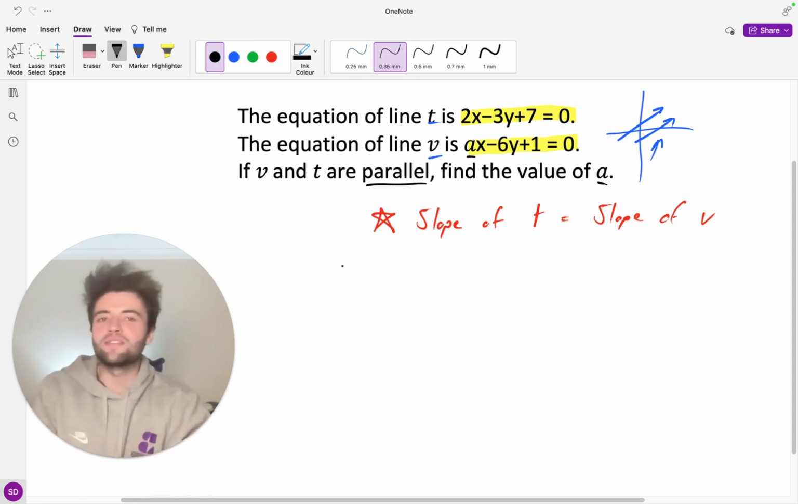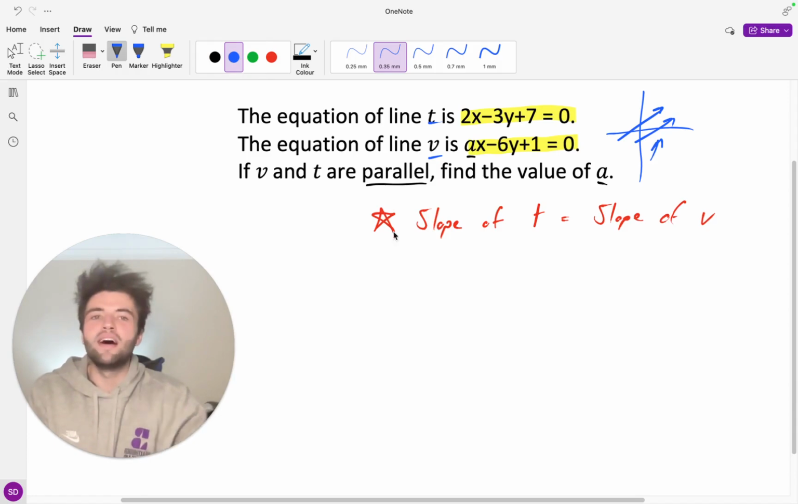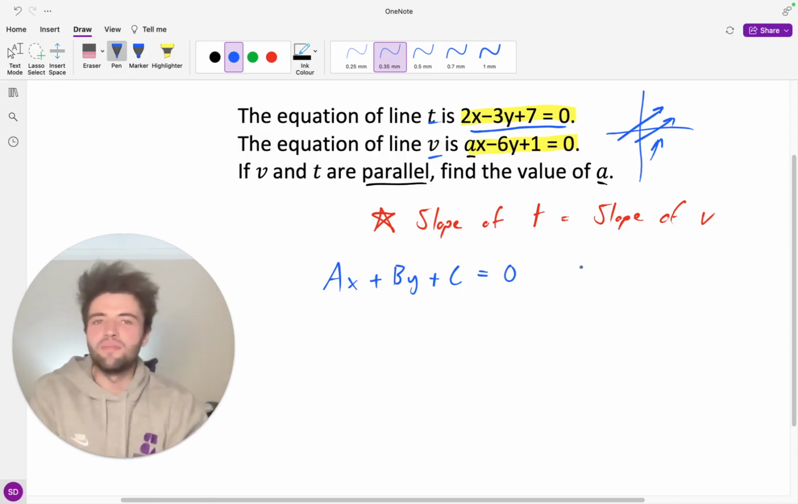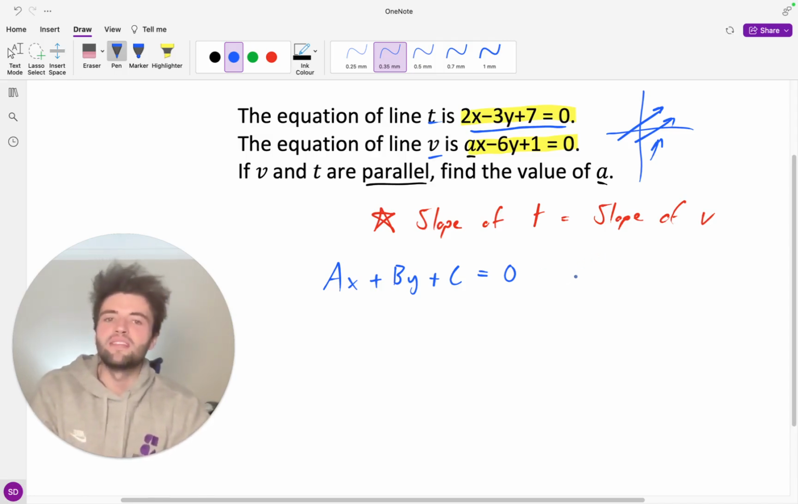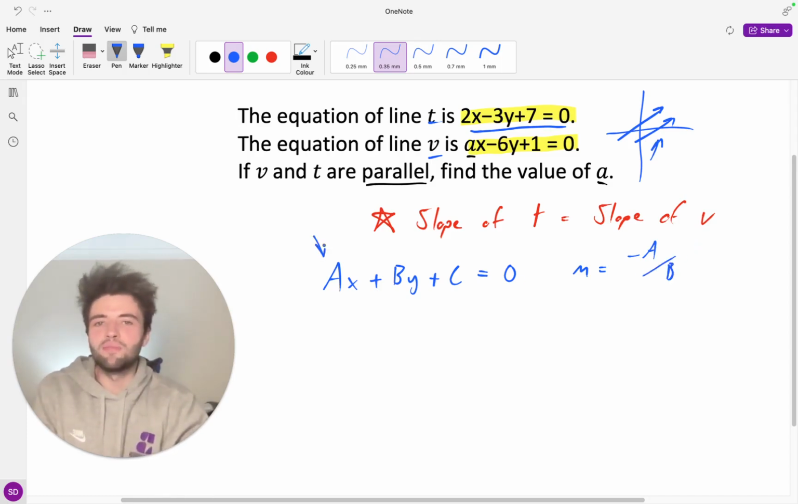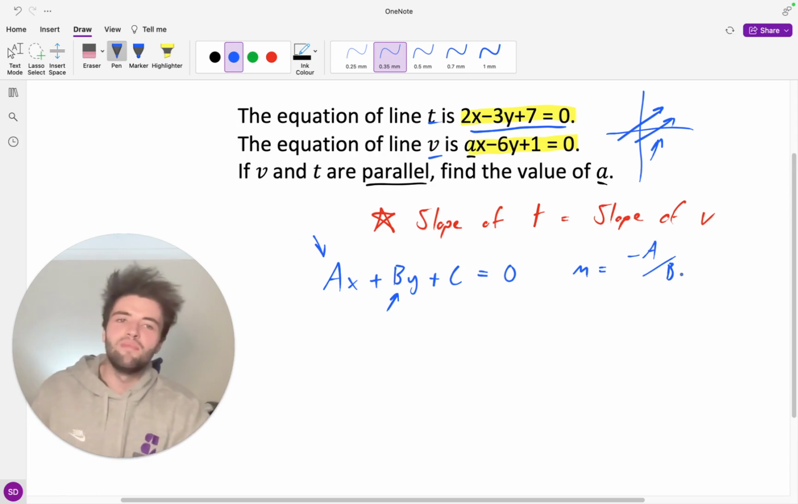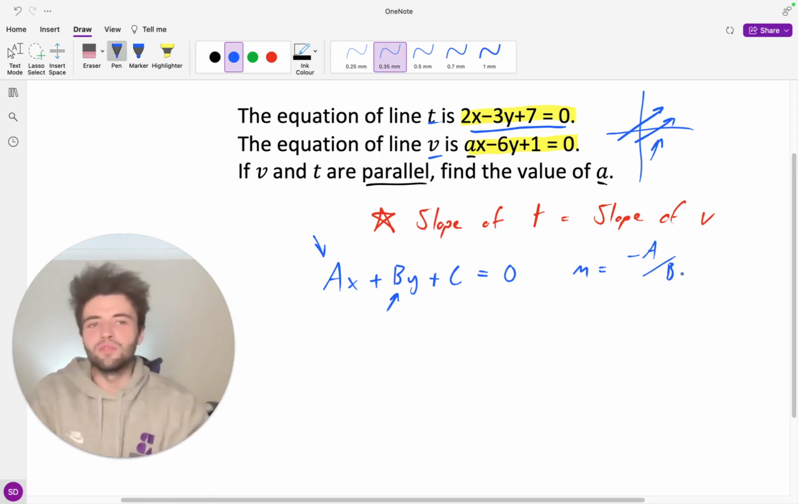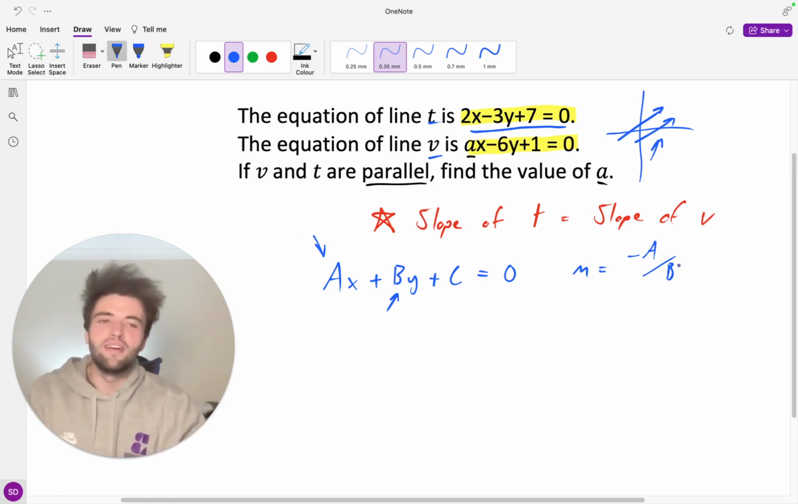So the next question we need to ask ourselves is how we find the slope. We have our two lines given in the form ax plus by plus c equal to 0. When they're in this form, the slope we can simply find by finding minus a over b. So this is going to be a fraction. We take the number in front of x and put it on top of the fraction, and the number in front of y goes in the bottom, and we just remember to include a minus on the top as well. So basically multiply the fraction by minus 1.